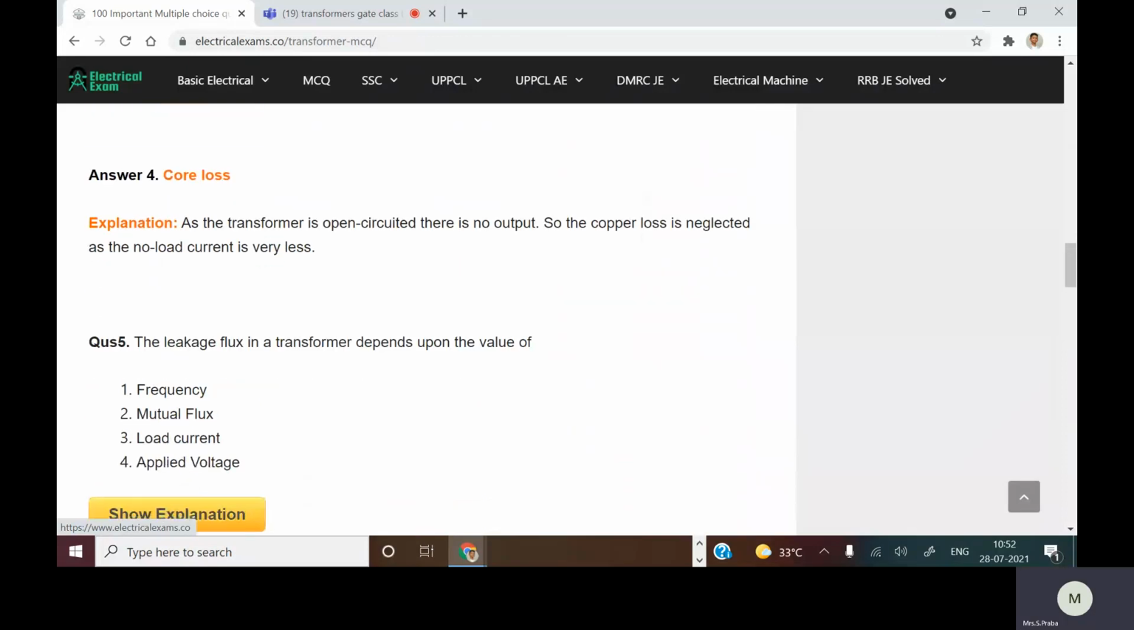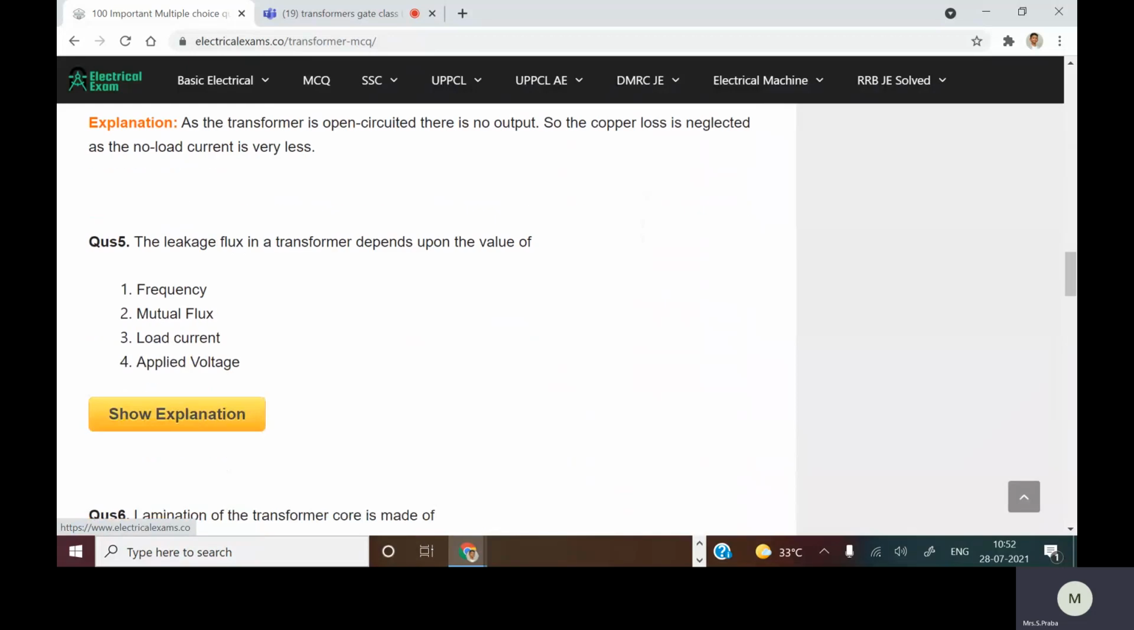Let's move on to the next question. Leakage flux in a transformer depends upon the value of. We all know that flux transmission is from the primary winding to the secondary winding by the rule of mutual induction. By the mutual induction principle, it is transferring the flux. In this case, there will be a possibility of getting the leakage flux. The leakage flux in the transformer depends upon the value of. How can you find out there is a leakage flux? Either frequency, mutual flux, load current, or applied voltage.